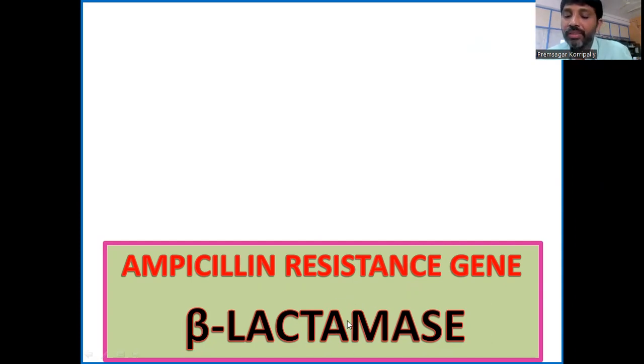In today's lecture, we'll talk about the ampicillin resistance gene or beta-lactamase. As you are all aware, this is the first antibiotic resistance determinant discovered, and this beta-lactamase provides the bacteria with resistance to penicillins, ampicillins, or beta-lactam ring containing antibiotics.